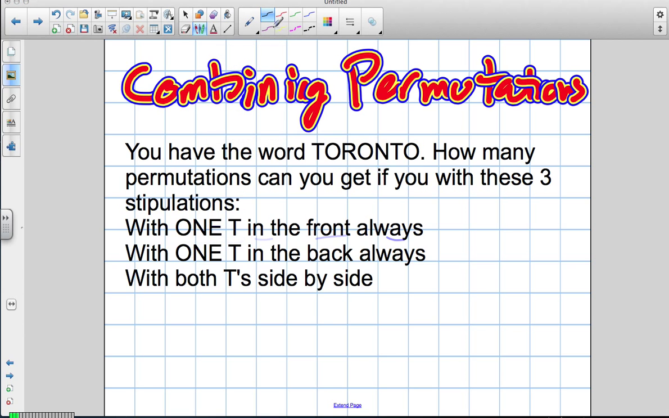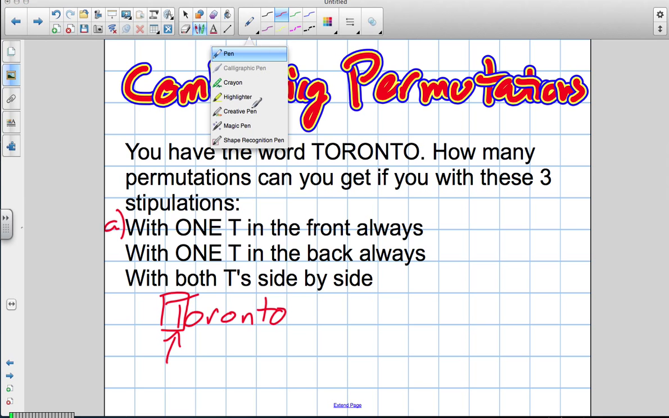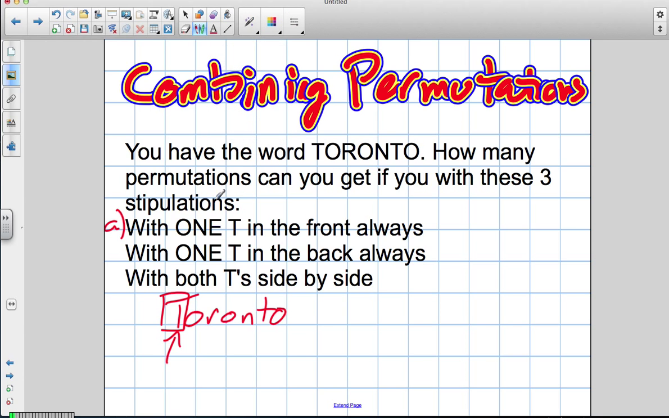So we'll call this Option A. Well, we have the word Toronto, T-O-R-O-N-T-O. What we're going to do is the very first one, we're going to pin T at the beginning. Think of it as a cinder block. It cannot move. So essentially, it takes itself out of the running.